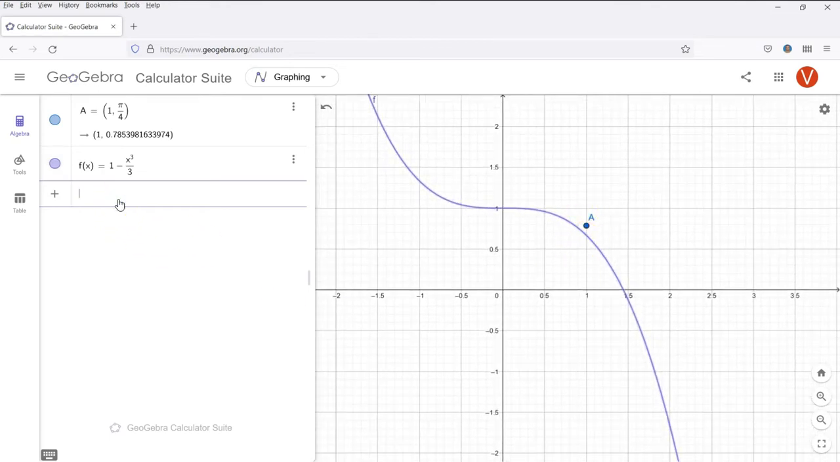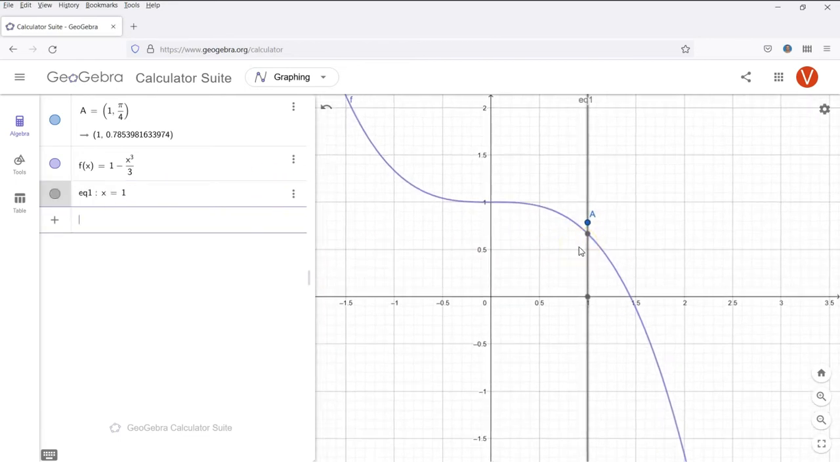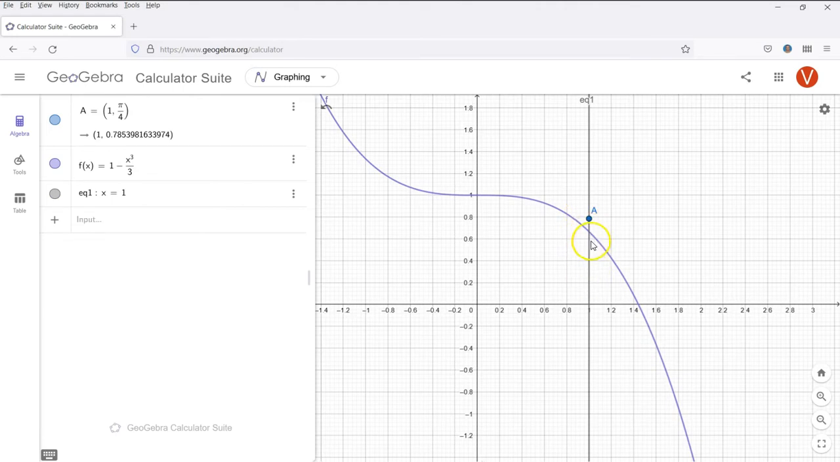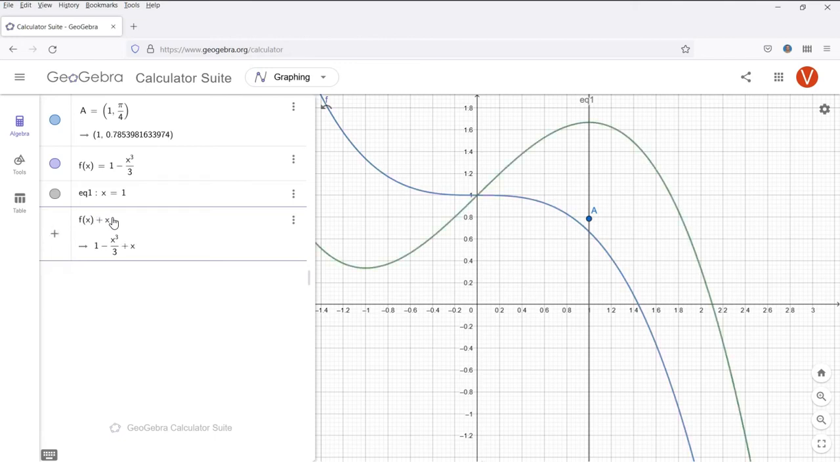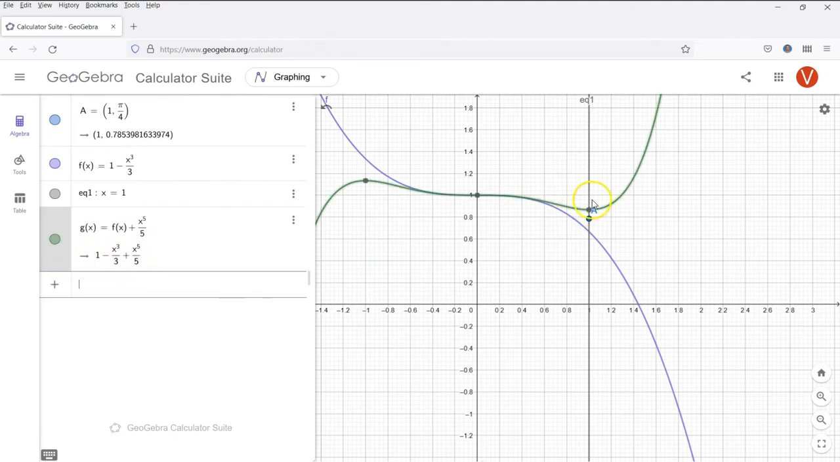So let's do one more thing. Let's draw a line, x is equal to 1. So we will clearly know how far from this intersection we are to A. Now, instead of saying 1 minus x cube by 3 plus x to the power of 5 by 5, I'll say f of x plus x to the power of 5 by 5. Automatically it picks up f of x.